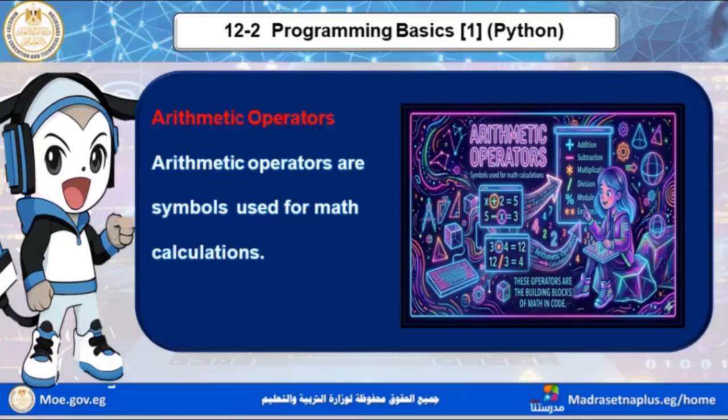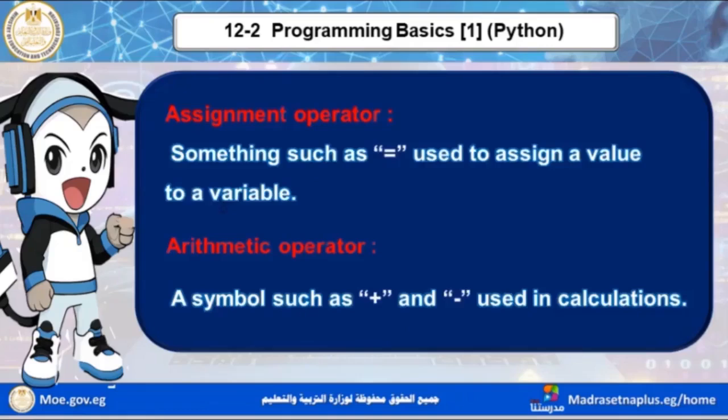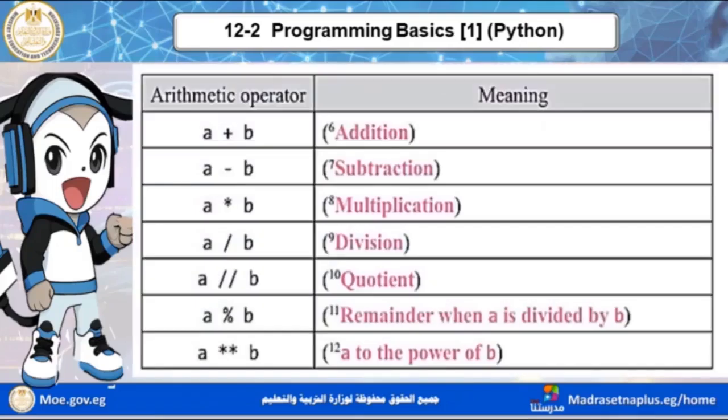And how many arithmetic operators do we have? Let's differentiate first between the assignment operator and the arithmetic operator. Something like equal is used to assign a value to a variable, and a symbol like addition and subtraction is used in calculations. Look at the table. We have many arithmetic operations.